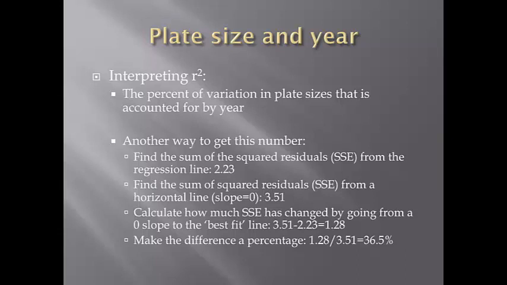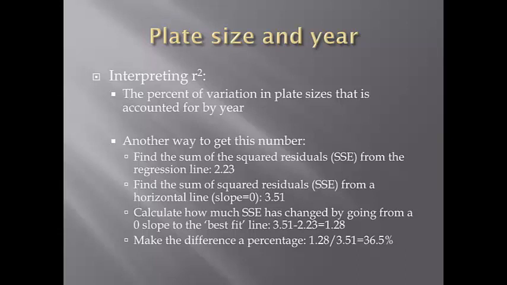Well, R squared is the percent of variation in plate sizes that's accounted for by year. So if we think of all the different variations that there are in plate sizes, why some are big and some are small, the year of manufacture accounts for about 36.5% of all the differences in plate sizes that we see.